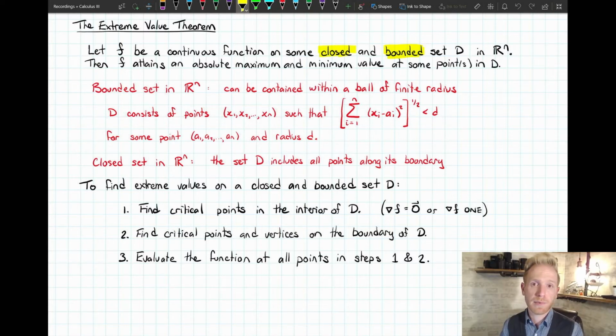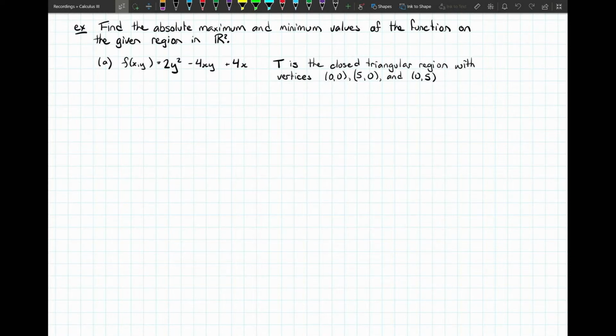Why don't we take a look at a couple examples? We're going to be focusing on functions of two variables, and that means that this region is just some region on the xy plane. And we can take a look at regions with various different shapes as well. In each of these examples, we're going to find the absolute maximum and minimum values of the function for whatever the given region in R2 is.